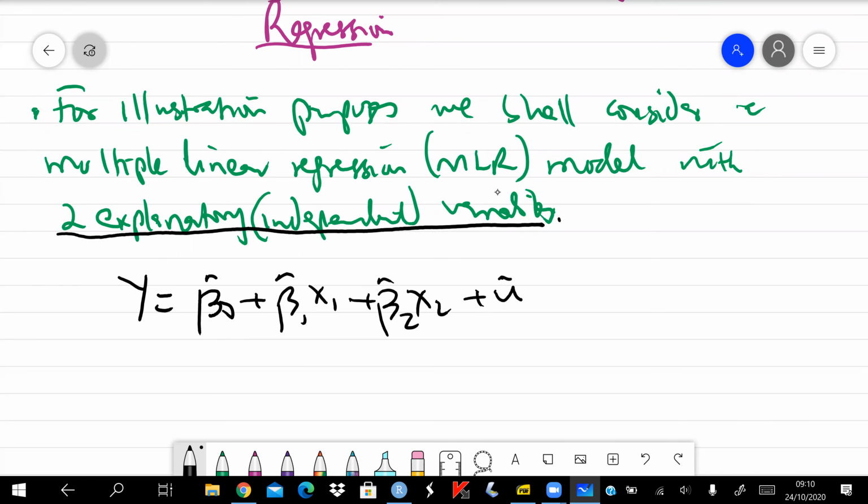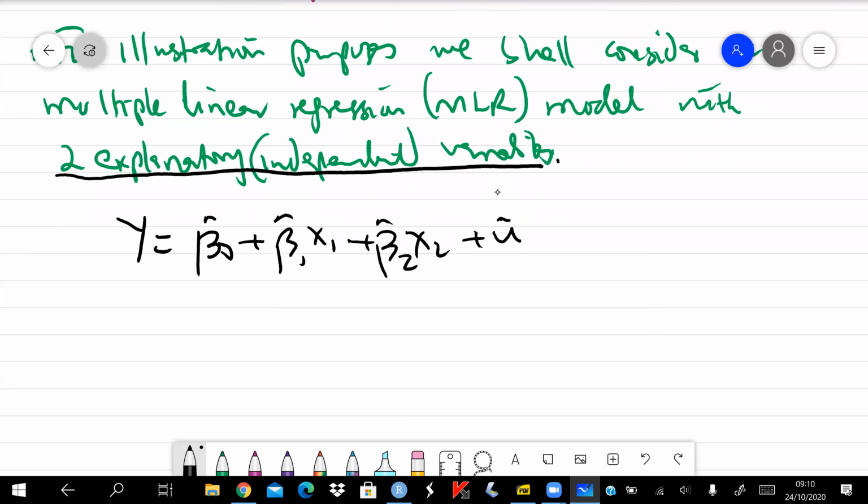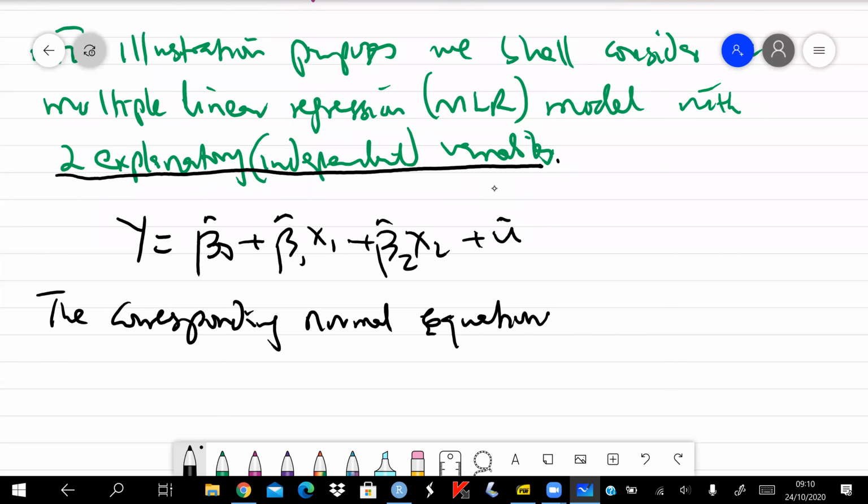So the corresponding normal equations are, and I want to recap a bit of how the normal equations were obtained in the context of simple linear regression. So let's put this one on hold.